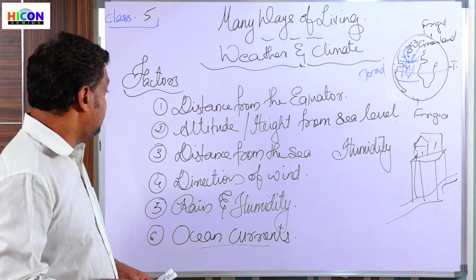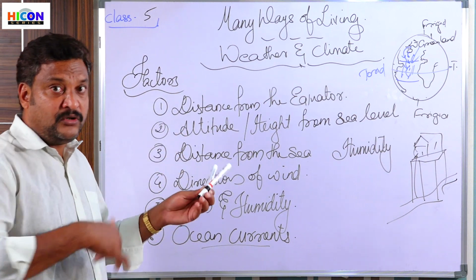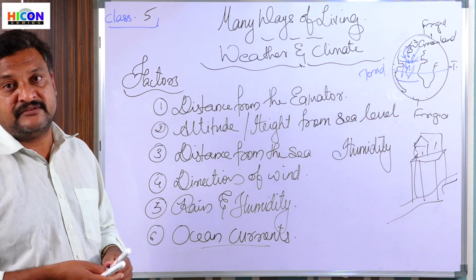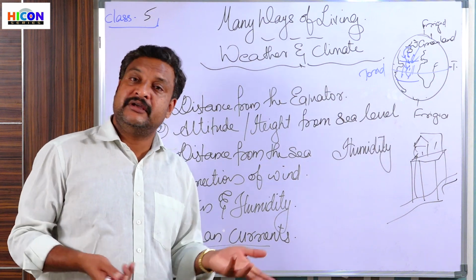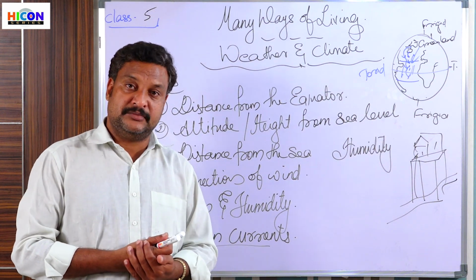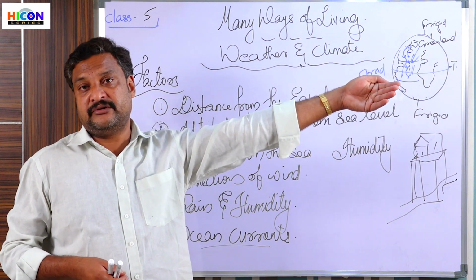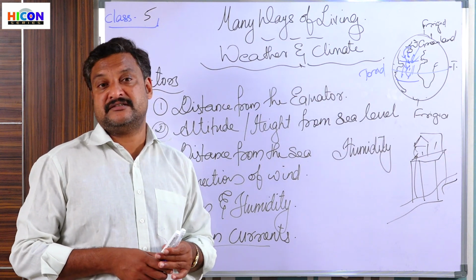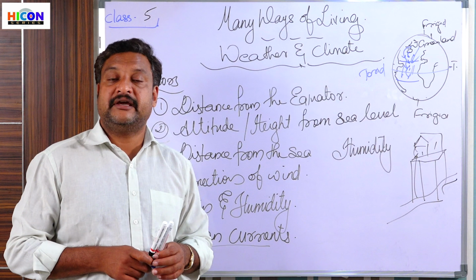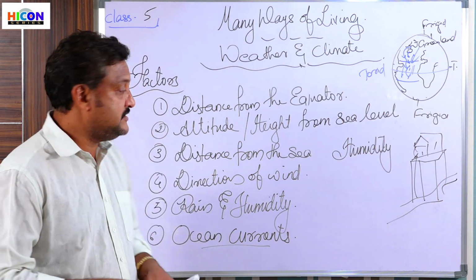Right? Third one, distance from the sea. The regions around the seashore will have a moderate climate throughout the year because of the sea breeze and land breeze. But the regions which are very far away from the coastal regions will have extreme climates during the seasons: extreme heat during the summer season and extreme cold during the winter season.